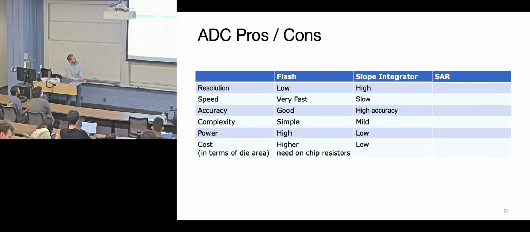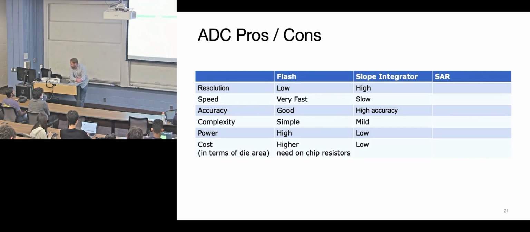All right. What do we think about SAR? How's the resolution compared to the others? Medium? Okay, that's about right. Speed? Medium? I think I said resolution is medium to high. I don't know why I said that. You'll see in a moment, but it's certainly not as high as slope, but it can get pretty high, right? It's as good as your DAC is going to get.